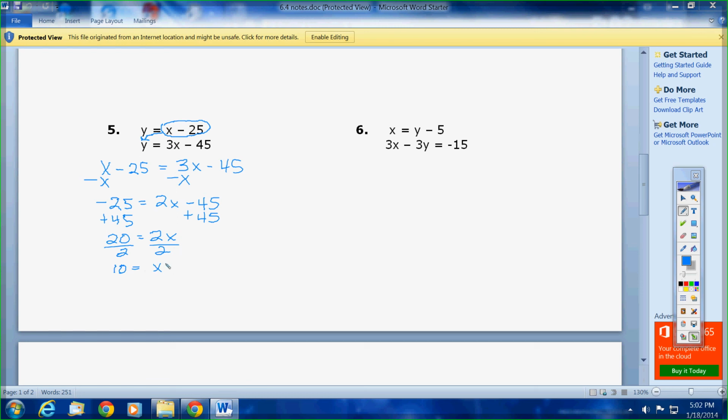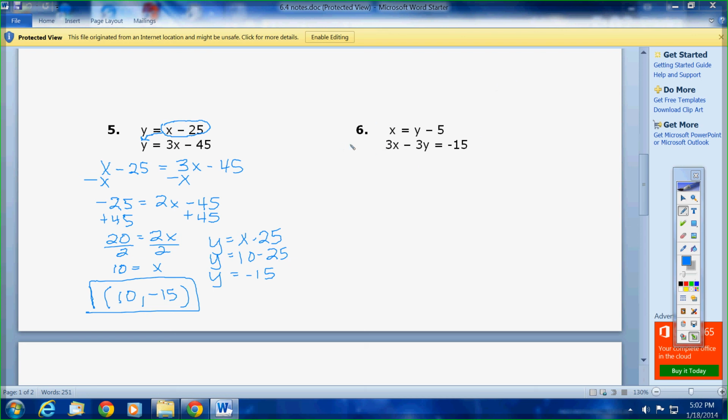Then it doesn't matter which equation you plug it back into. I think it's going to be easier to put it back into the first one. So y equals x minus 25. And x is 10, so that's 10 minus 25. And y is going to equal negative 15. So my solution to this system is going to be 10, negative 15. These two lines are going to cross at this point, 10, negative 15.